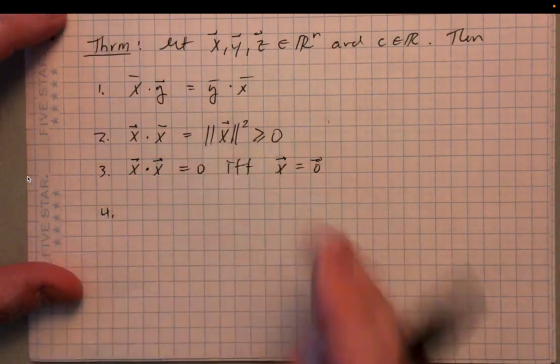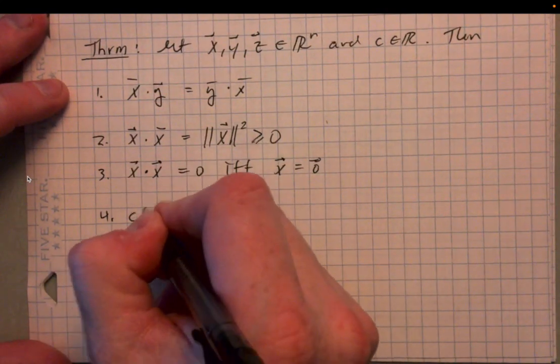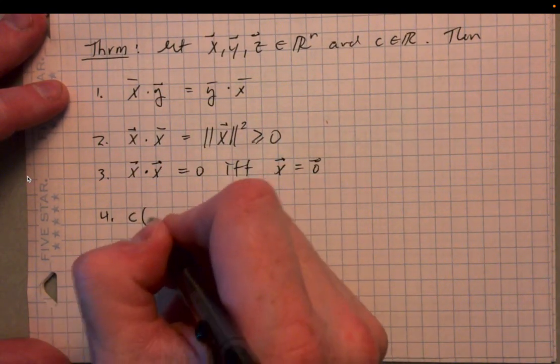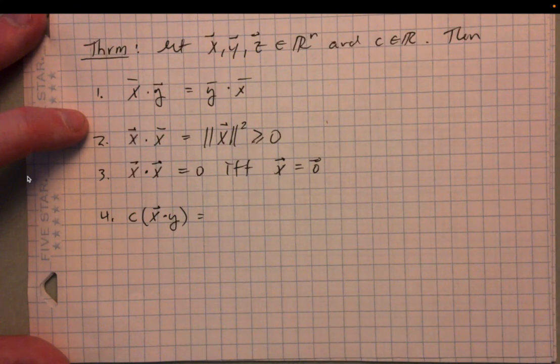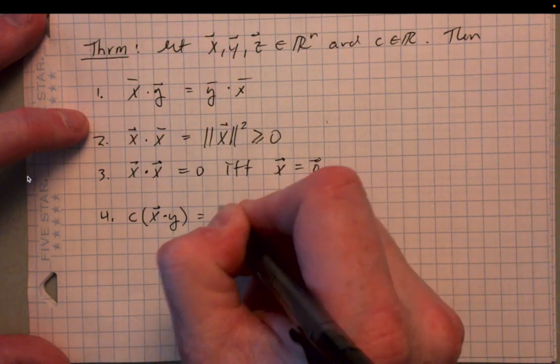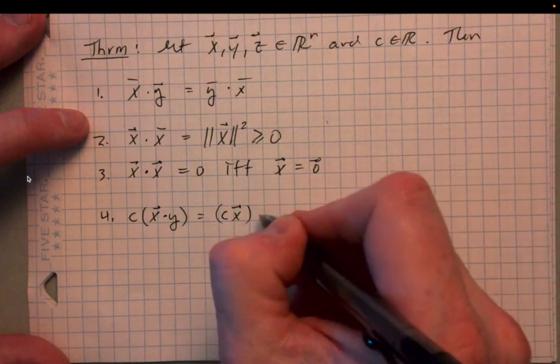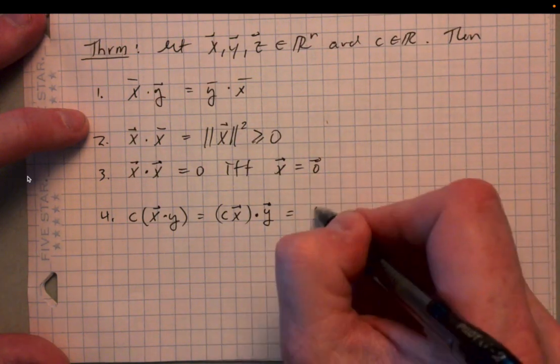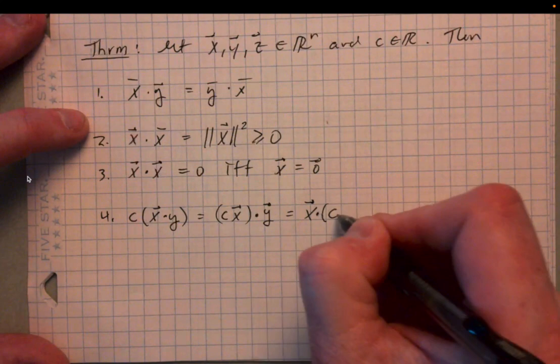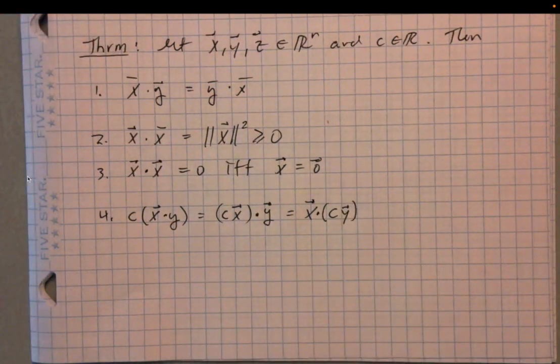A constant, right? So you've got your scalar here, and then x dot y. What can we do with this? Well, associativity works here. You can multiply the scalar times the vector first and then dot that resultant vector against the vector y. Or you can even take x and then dot that against cy. So you can multiply the scalar by either of the two vectors in the dot product and then dot against the remaining vector and get the same result. So it's a kind of form of associativity.